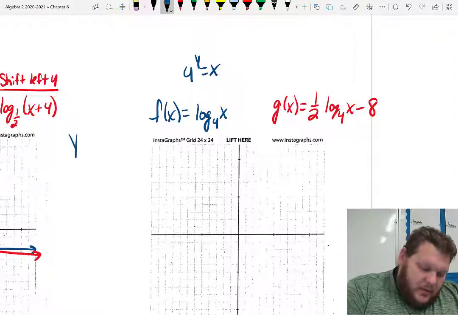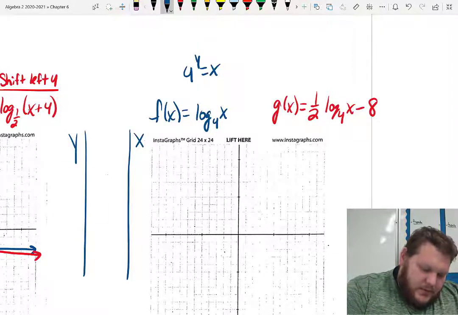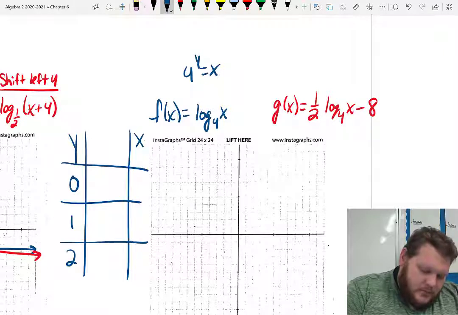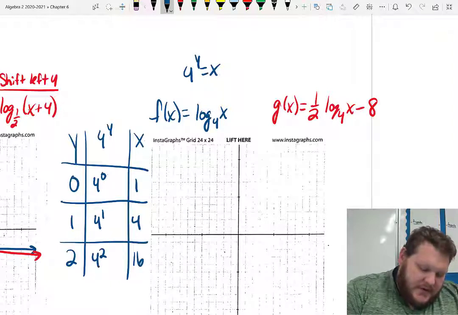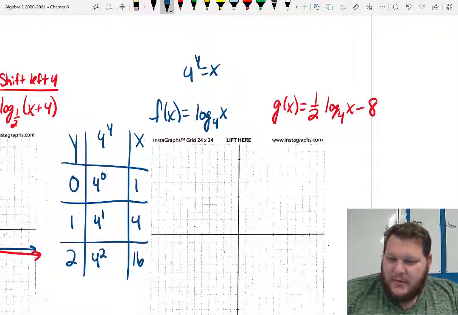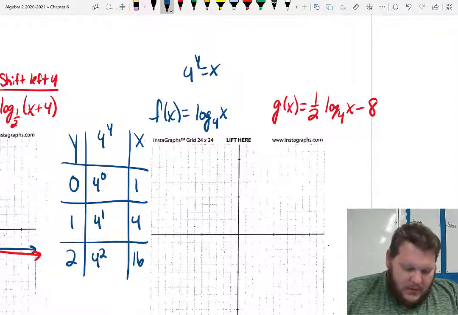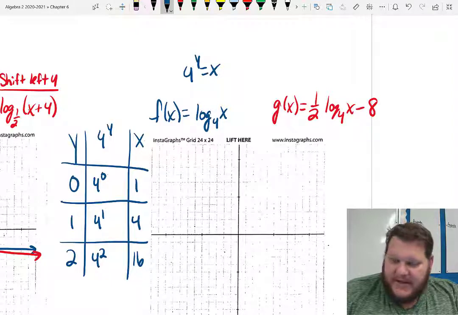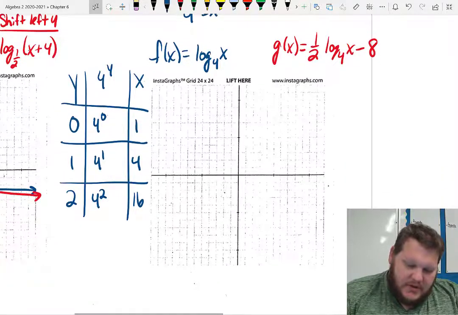So our y-x table, we've got 0, 1, and 2. 4 to the y. So 4 to the 0 is 1. 4 to the first is 4. 4 squared is 16. Now that's going to be an issue for us because 16 is off my grid. But that's all right. We'll leave it as is because it'll change in a little bit here.